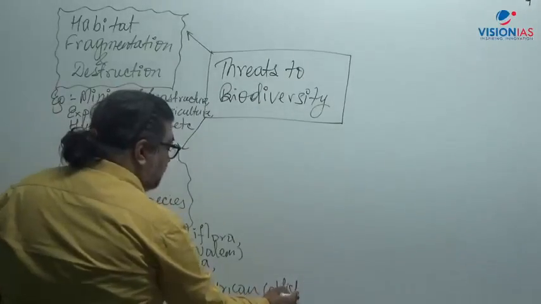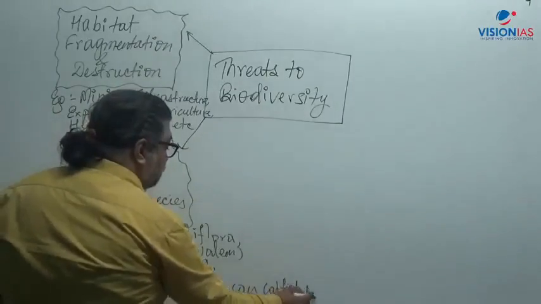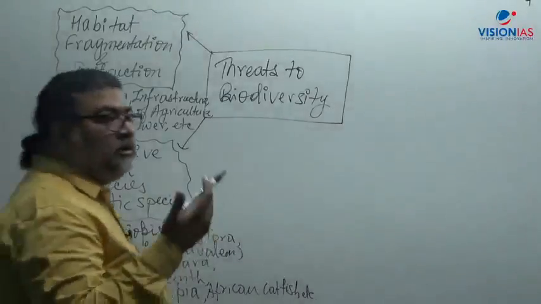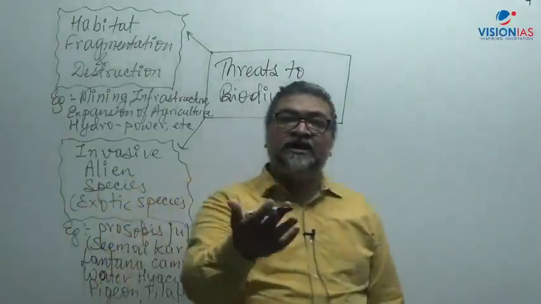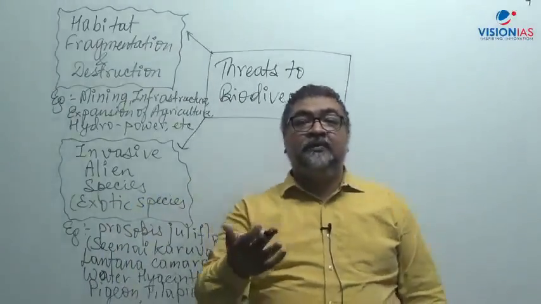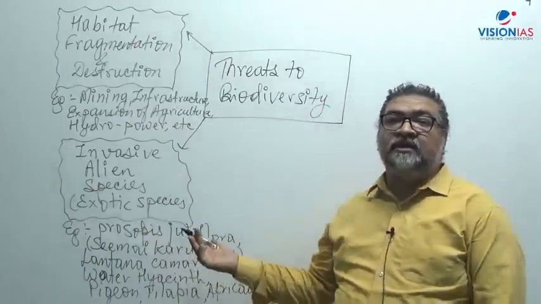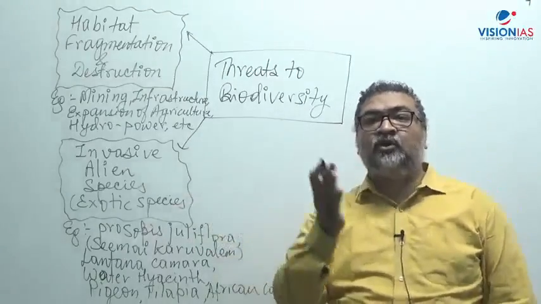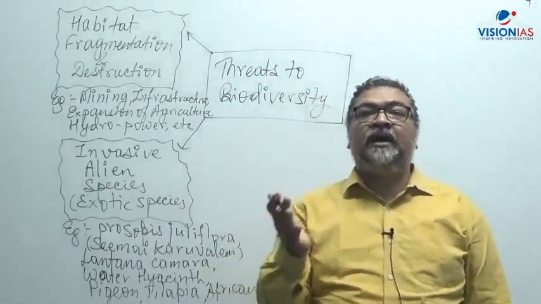So there are so many of them which have now migrated to the native habitat and are causing problems to the local environment. They affect the native biodiversity. The native biodiversity gets affected because of such invasive species. They migrate from one habitat to another.